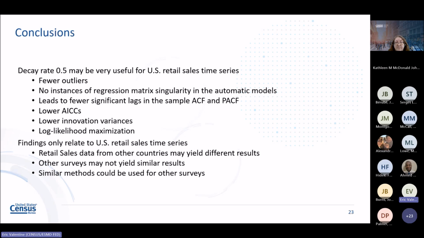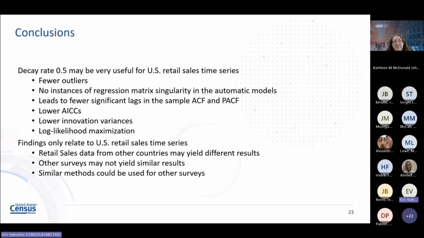Right, so these results are not fully conclusive, but setting the decay rate to 0.5 may be very useful when modeling US retail sales time series with regular models. The 0.5 decay rate allows for less outliers, better model diagnostics, and may maximize the log likelihood more often than the other rates.